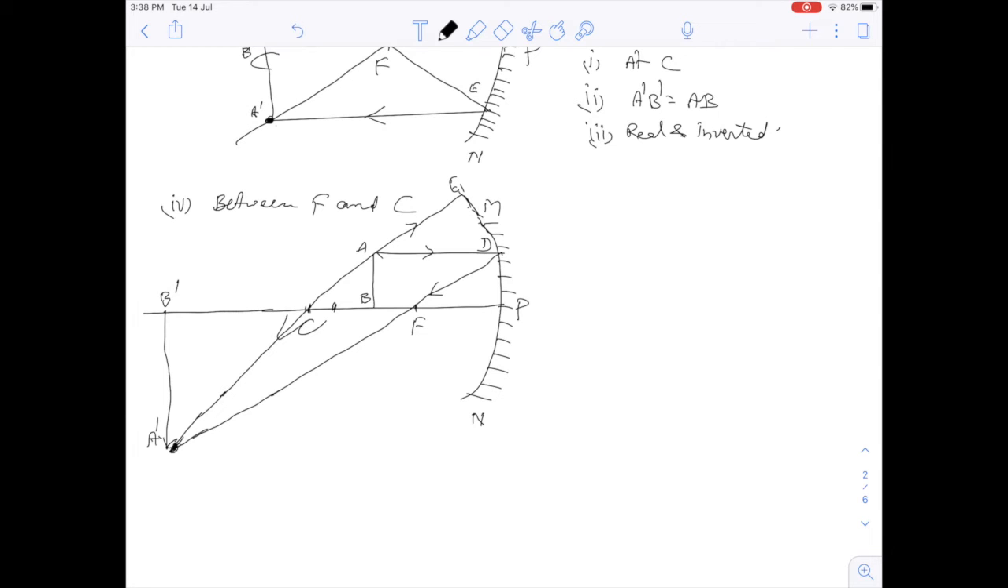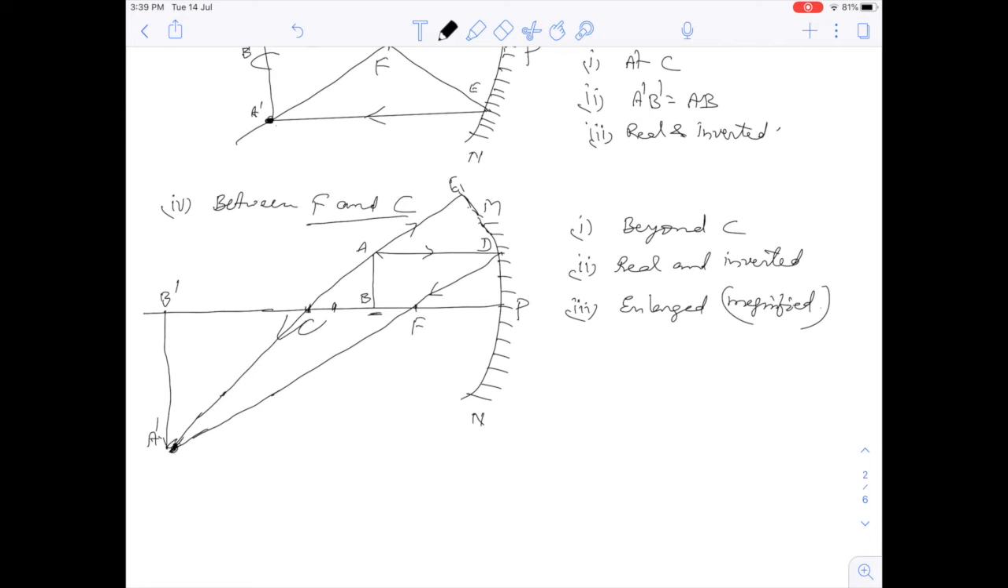Now what do we understand? The image is beyond C, very far from C. So it is formed when the object is between F and C. This is the object position. And the image is real and inverted. When we look at the size, it is enlarged, or I can say magnified. That means it is larger than the object; you can see that the size is bigger here.